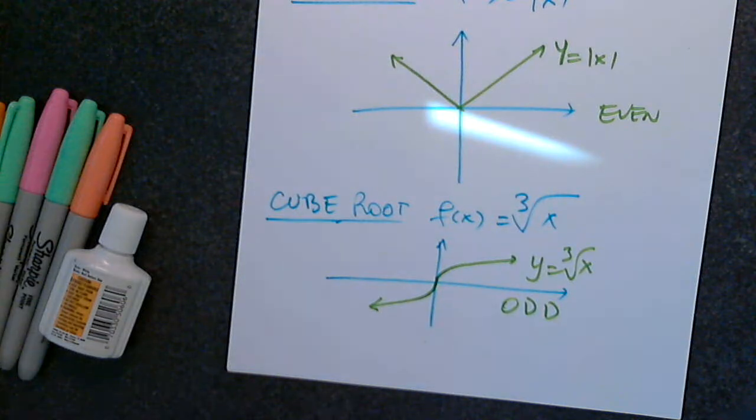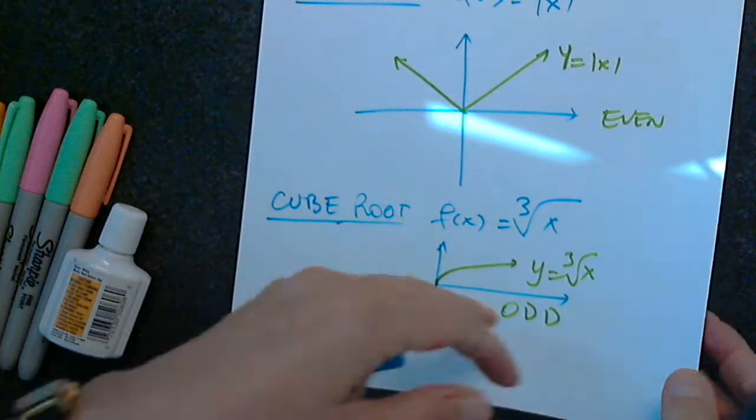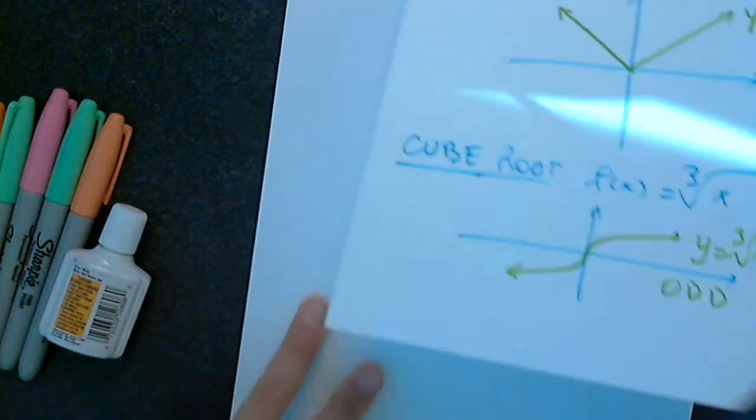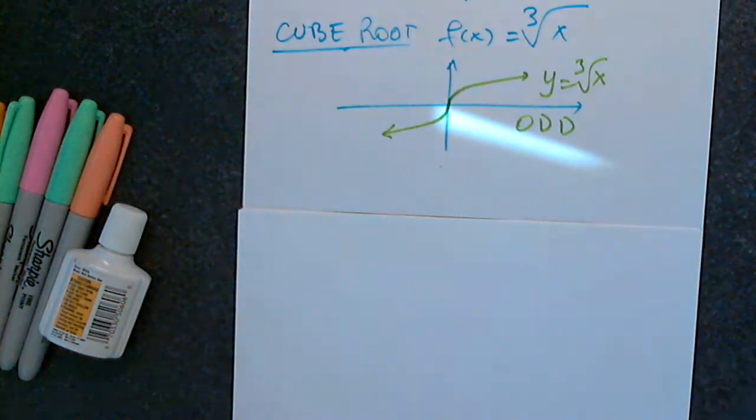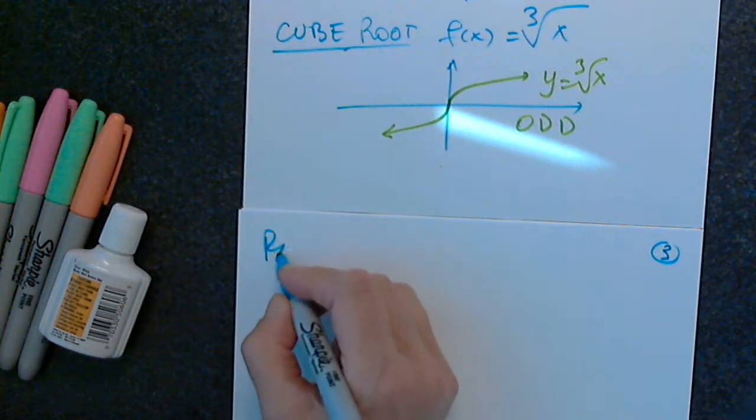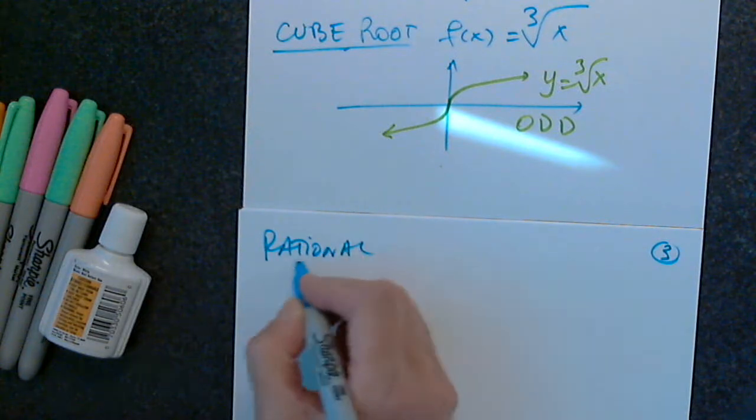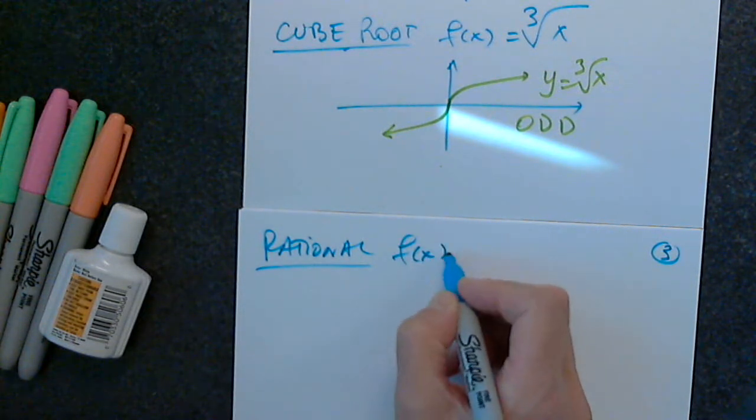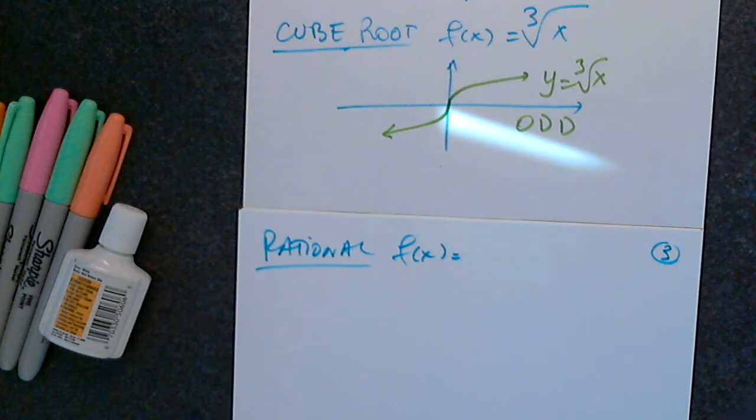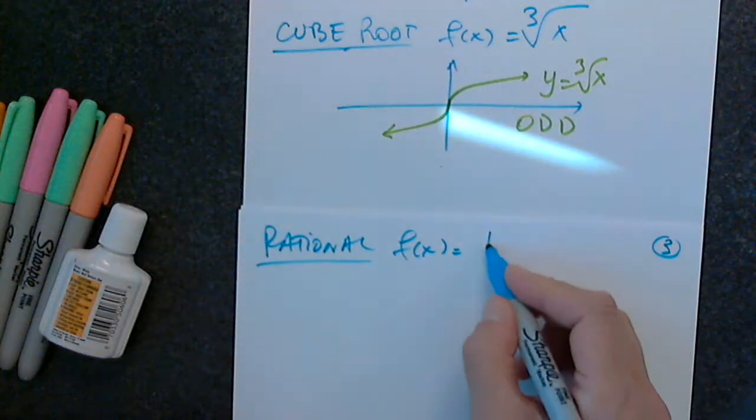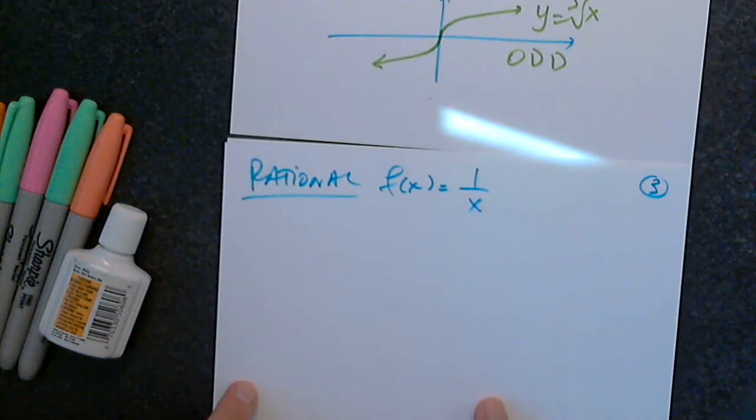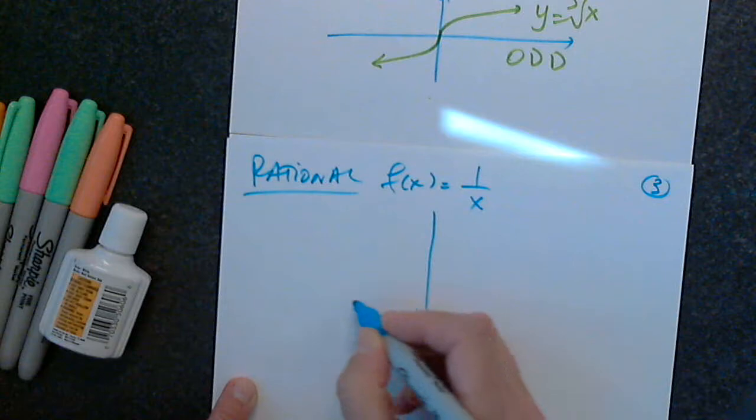Can anyone give us the simplest possible rational function? F of x equals? Say it again. C over? I couldn't hear you. I said C. Rational. Thank you. Indeed, this is the simplest possible rational function, 1 over x.